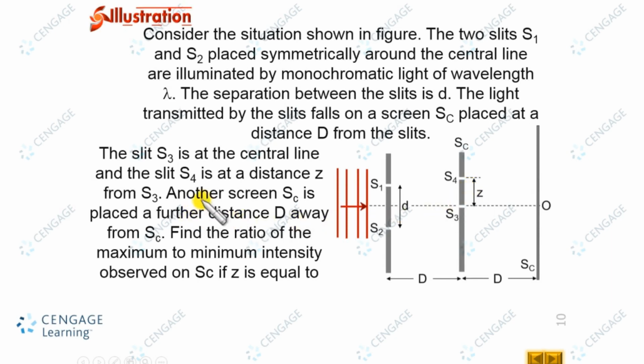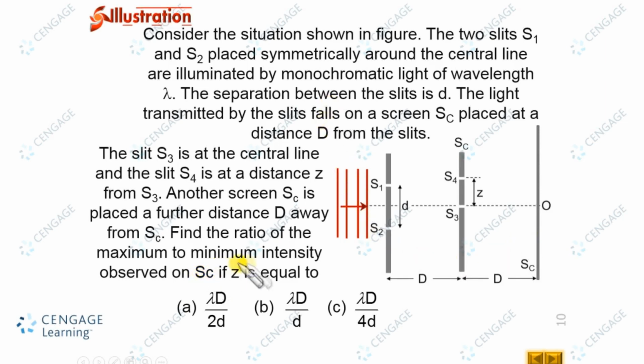Now another screen, this third screen, is placed a further distance capital D away from screen SC. That means from this second screen. Find the ratio of the maximum to minimum intensity observed on the screen if Z is equal to number 1, lambda D divided by 2d, number 2, lambda D divided by small d, and third, lambda D divided by 4d. And here we need to calculate the ratio of the maximum to minimum intensity. So this is the question.